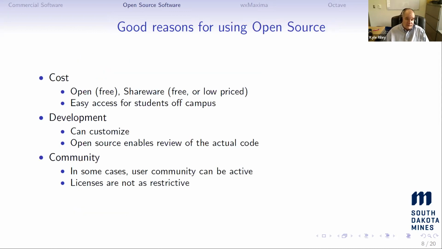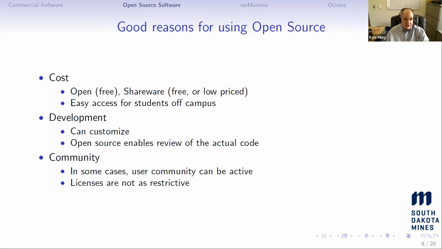Why would you want to go to open source? Well, it's free or it's dirt cheap. Shareware versions are usually pretty cheap to get as well. This makes it easy for students to access both on and off campus. And so that can be really helpful. Development, you can customize a little bit better because you actually get to see the code. And so that's an actual advantage in terms of the work that you're doing.